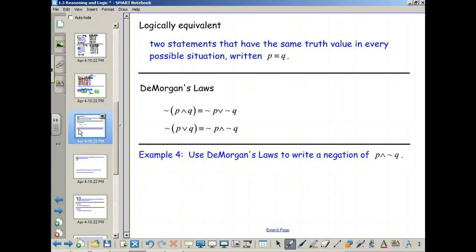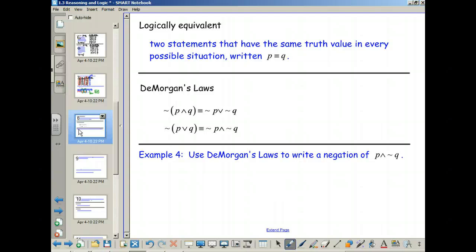All right, so two statements are logically equivalent if they have the same truth value in every possible situation. Okay. And that is written P with a triple equal sign, three horizontal lines, between the Q. And we're going to run into some logically equivalent arguments later on, but I'll show you that when we get there. Maybe on the next slide.